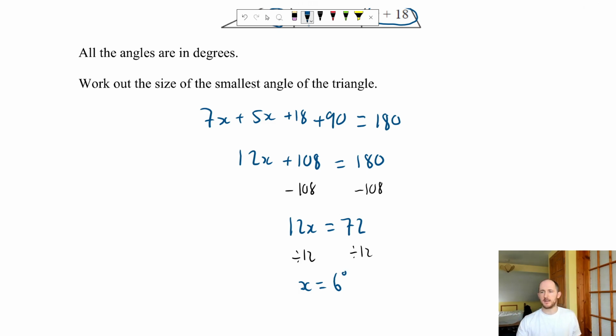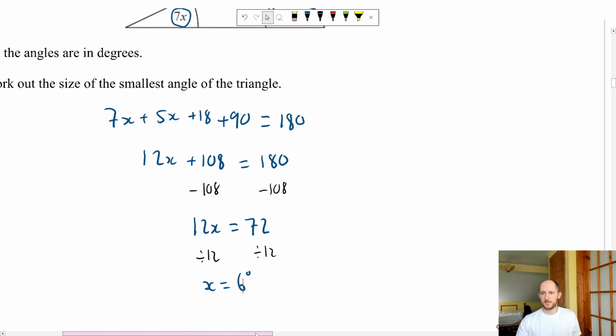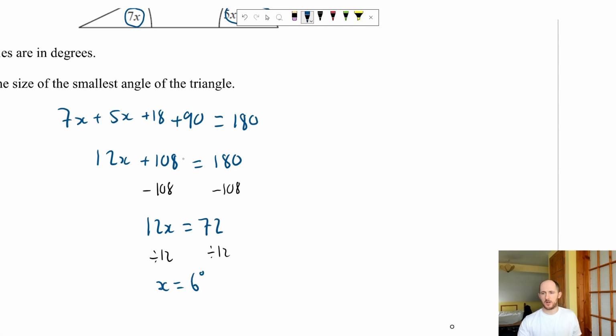Another way to do that, which I actually quite like, is writing it out as a flowchart. So we have this number x. What's the first thing that happens to it? Well, the first thing is it gets multiplied by 12. What's the next thing that happens to it? Well, it gets 108 added to it.